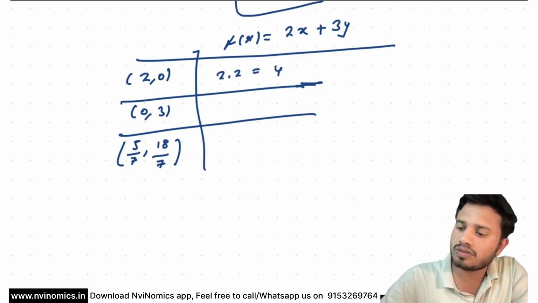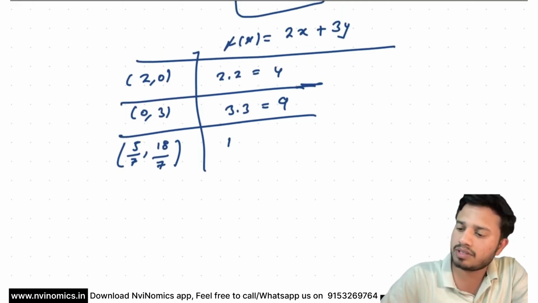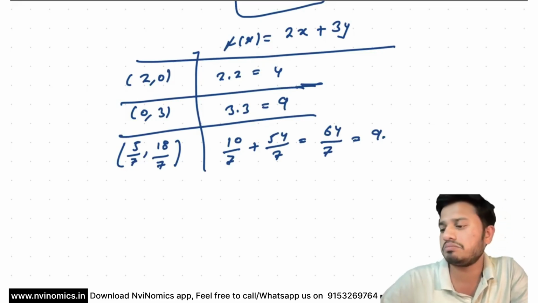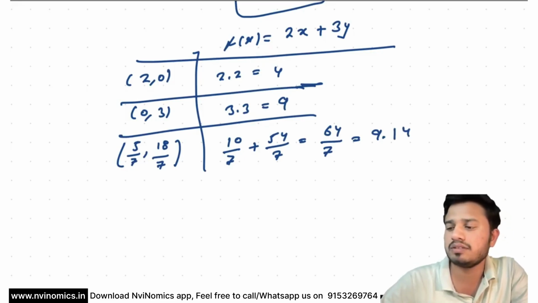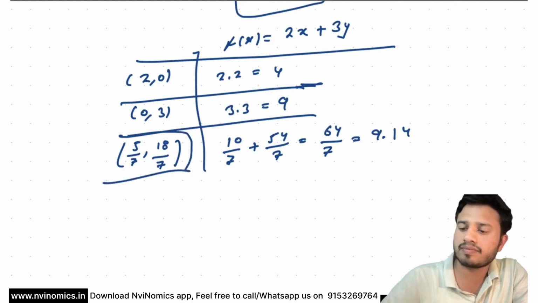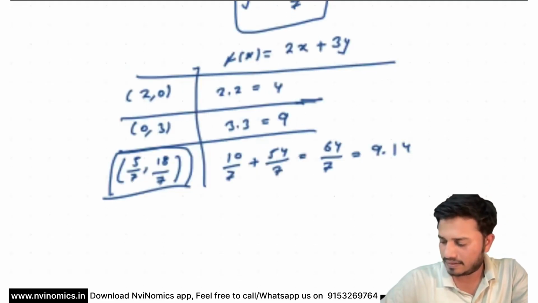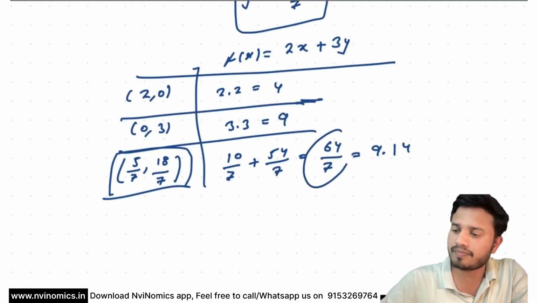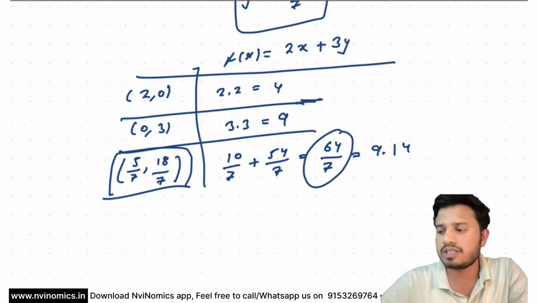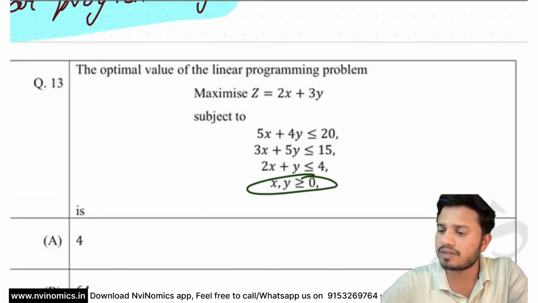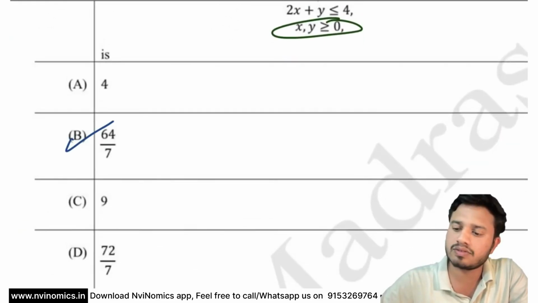So this is 2 into 2, that is 4. This is 3 into 3, that is 9. Okay, for this case, it will be 10 by 7 plus 54 by 7. So this will be 64 by 7, and it will be 9.14 something. So clearly this is giving the maximum. And the maximum value is 64 by 7. So I think they were asking for the maximum value, the optimal value. Yeah, so 64 by 7. So this is the correct answer.